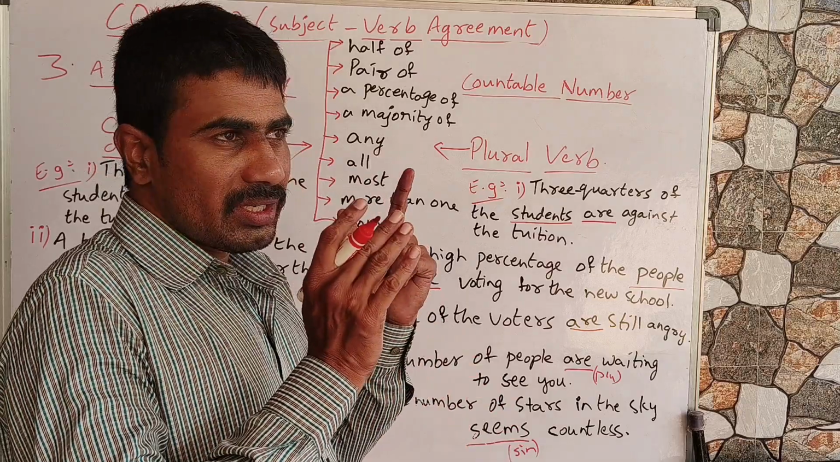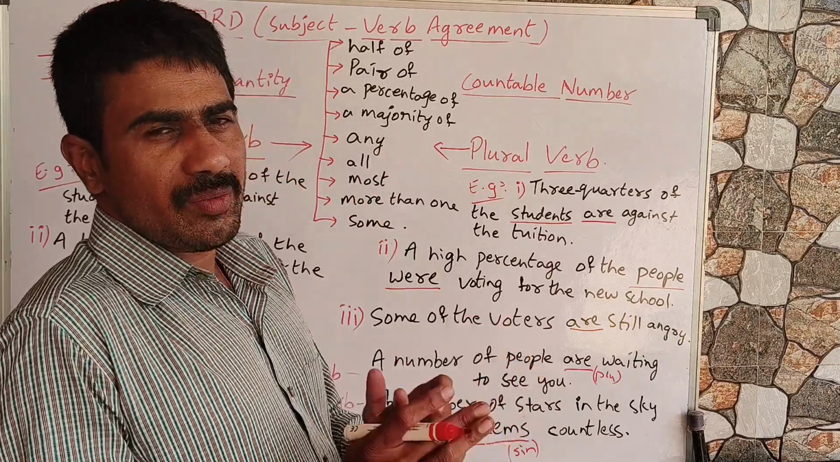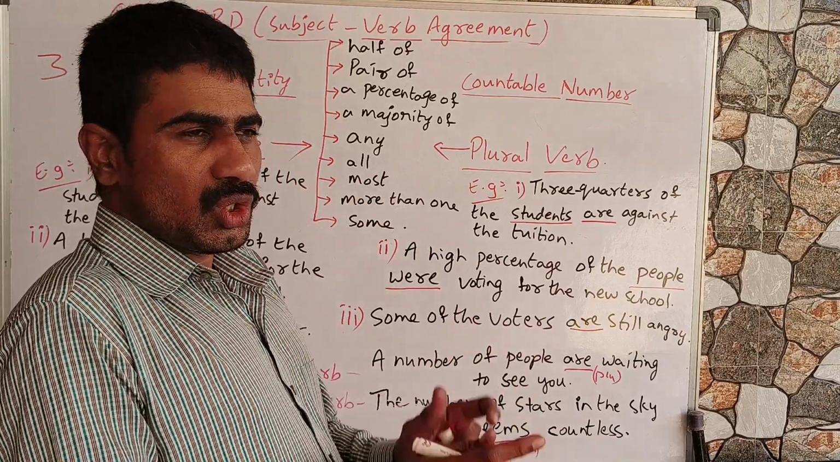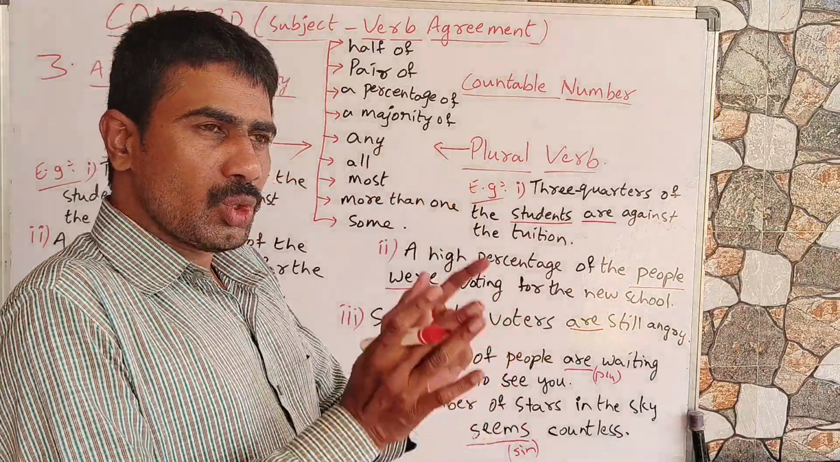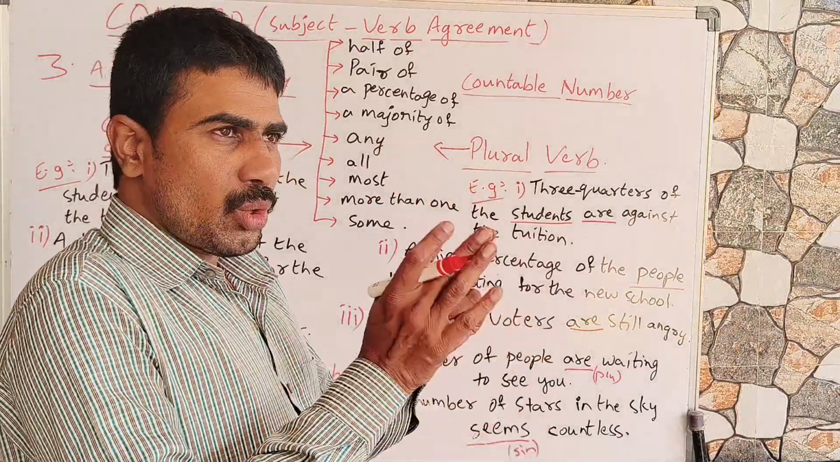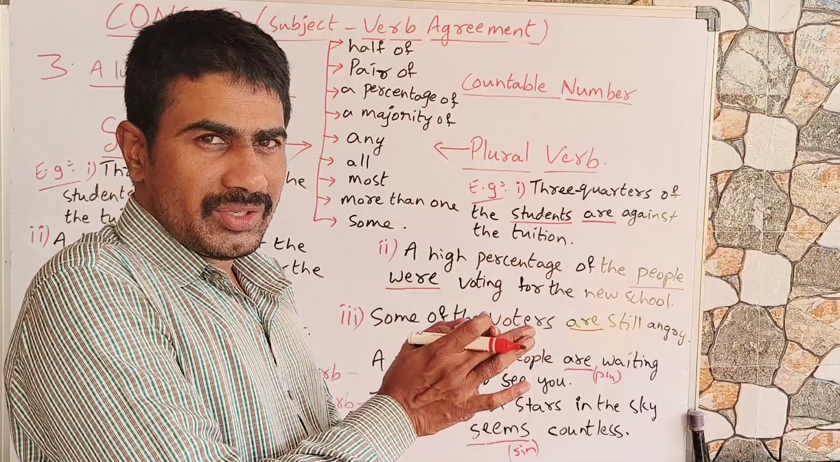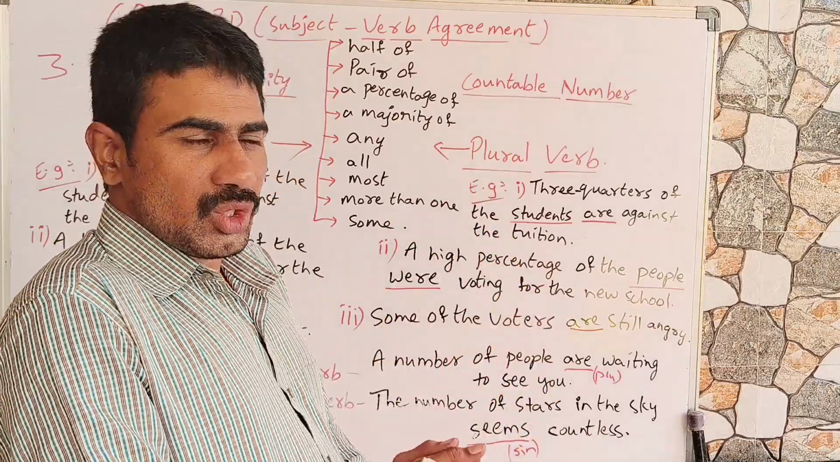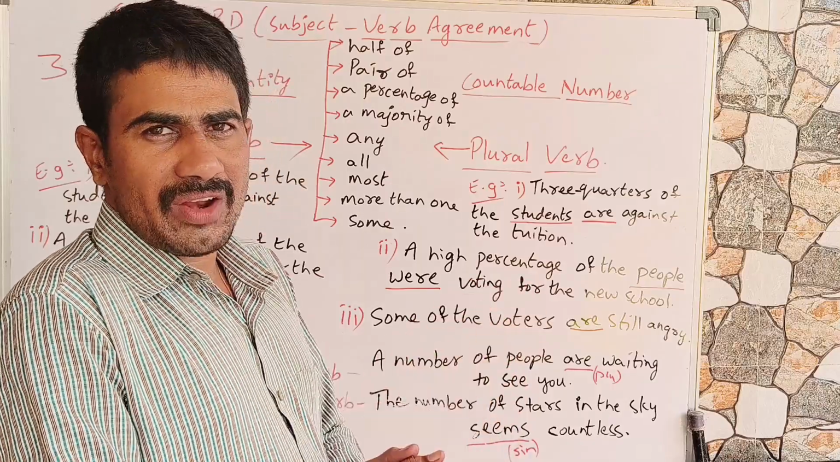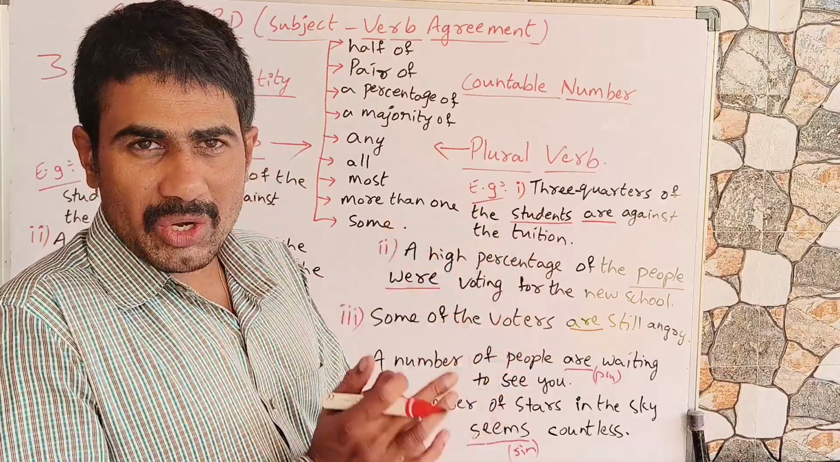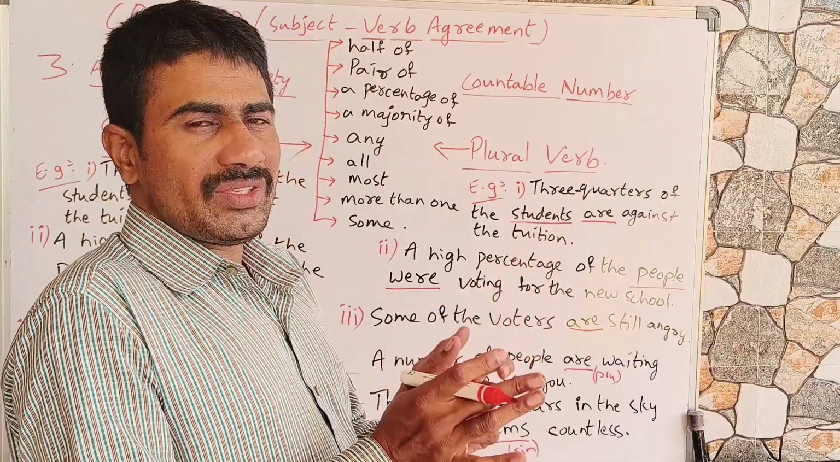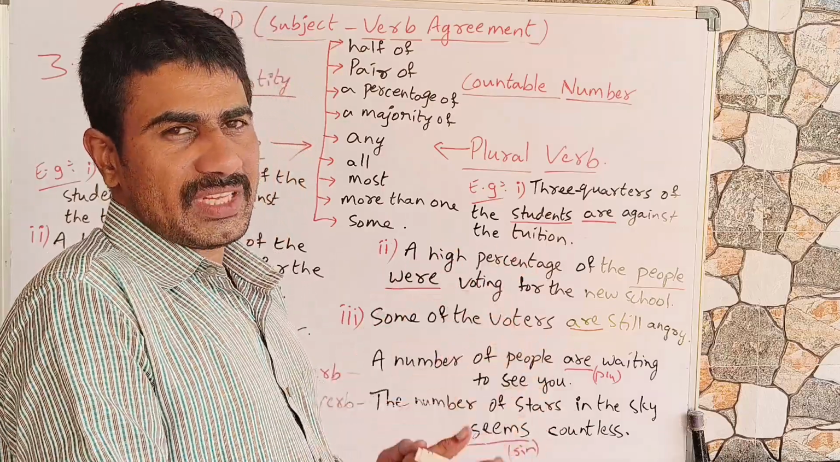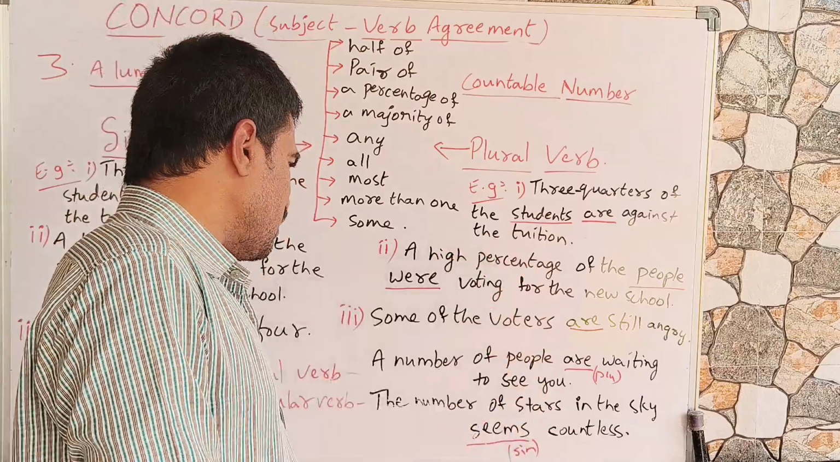So the subject and the verb should coordinate with each other. The verb should agree with its subject. It is the verb which changes in accordance with the subject, not the subject in accordance with the verb. Some people are very often confused that the subject changes according to the verb. No, it is always the verb which changes in accordance with the subject. That's what we have to understand here.